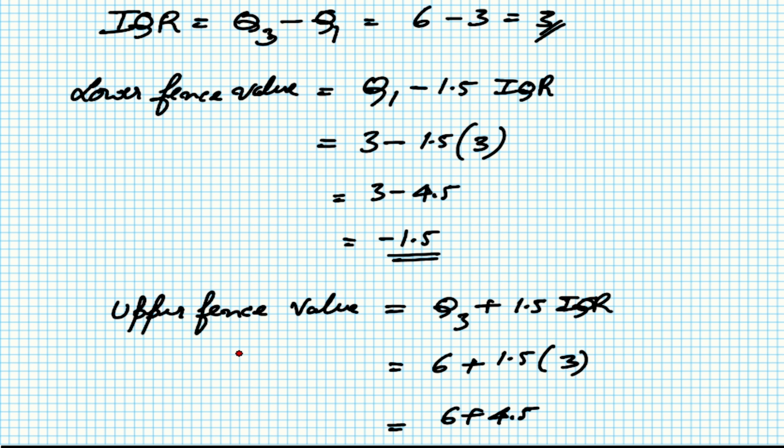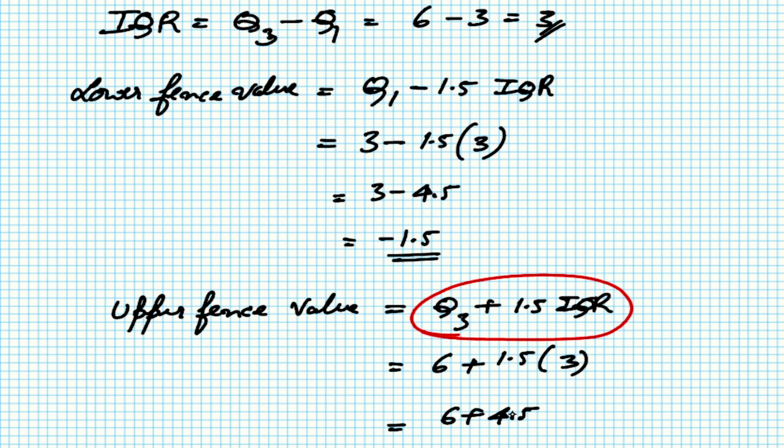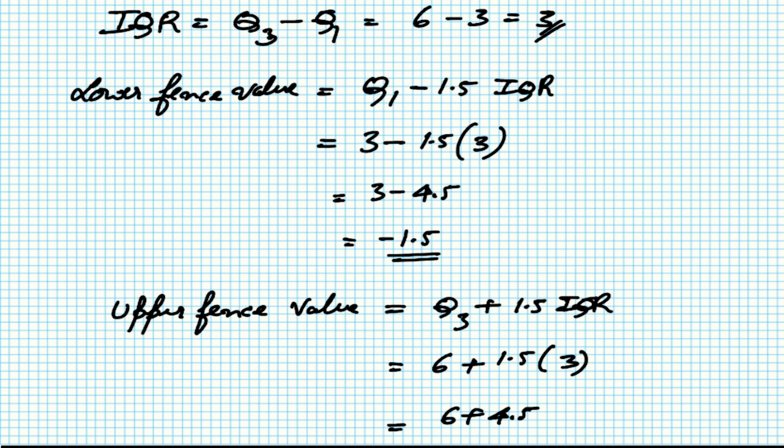And there is another value to be calculated, that is called the upper fence value. The calculation of the upper fence value has to be done using this equation: Q3, already calculated, to that add 1.5 times the IQR. Once we add that, you see we get an answer that is equal to 10.5.